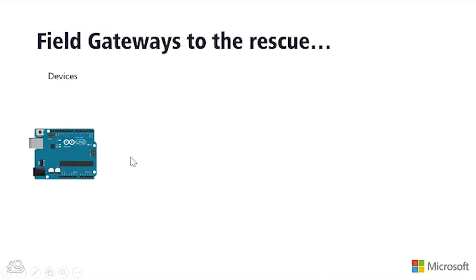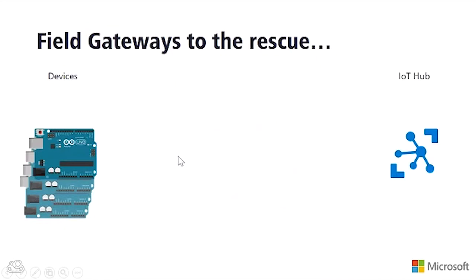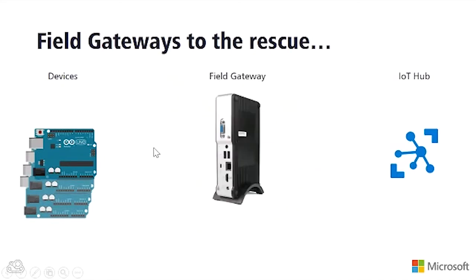So we've got our devices in the field. It could be one or many of those devices. We've got our IoT hub up in Azure, and we want to be able to communicate from those devices and back and forth with the Azure IoT hub. And so it's the field gateway that sits in the middle of that, right? So like this Intel NUC.